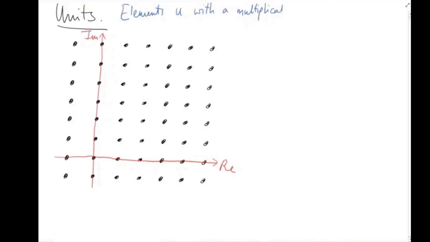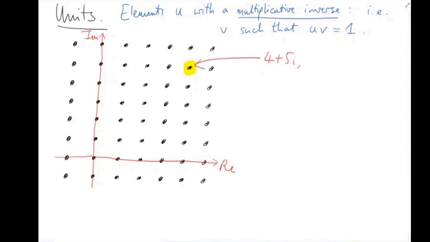Here's something else we'll want to know. What are the units of this ring? Remember that a unit is some u in Z[i] with a multiplicative inverse. In other words, such that there exists a v in Z[i] with u times v equals 1. And we can do this geometrically too. First of all, let's just think about this point up here, u equals 4 plus 5i. Its norm, the square of its distance from 0, is 41. Could this element be a unit?